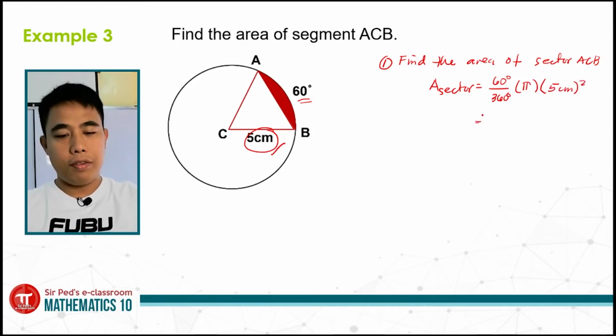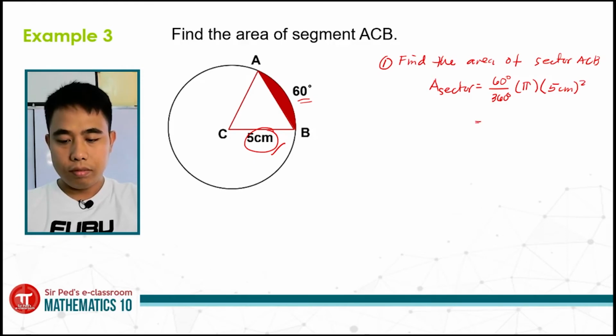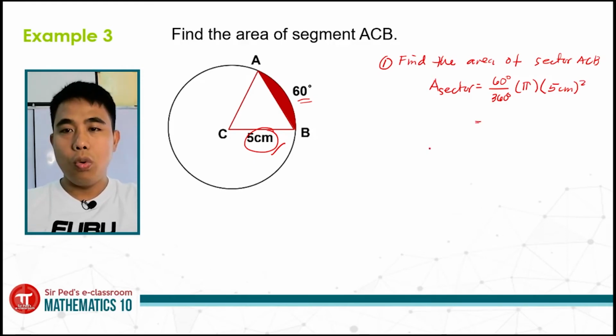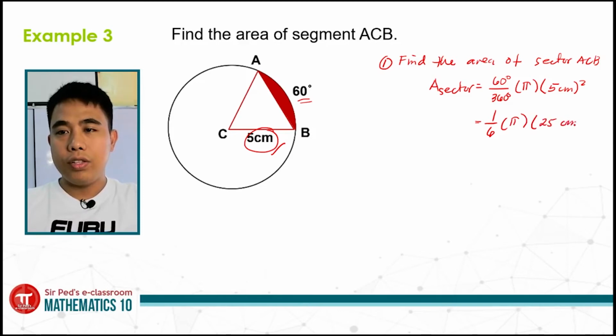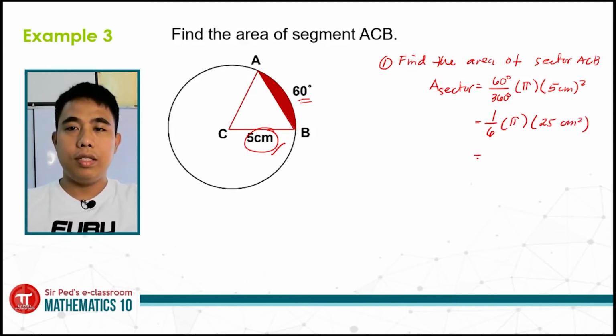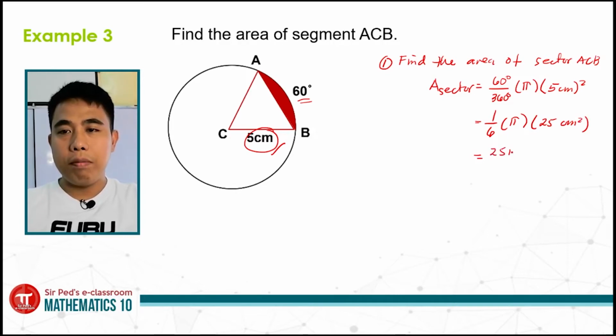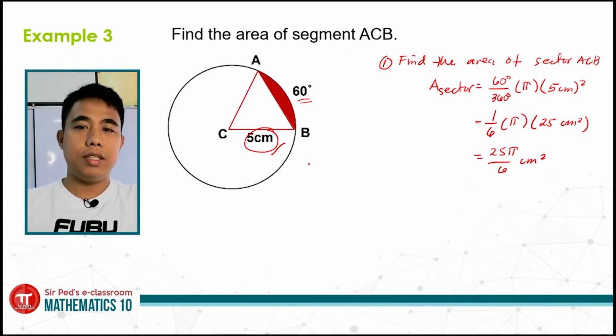We have 1/6 times pi times 5 squared, which is 25 square centimeters. Simplifying, we have 25 pi over 6 square centimeters.